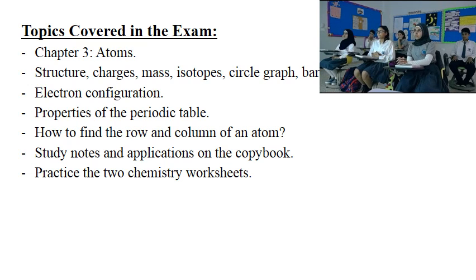We have the mass of the atom, the isotopes, how to draw a circle graph, and how to draw a bar graph. Also, we need to study the electron configuration of the atoms, properties of the periodic table, and how to find the row and column of an atom in the periodic table. We should study the notes and applications in the copybook. Also practice the 2 chemistry worksheets plus the exam review worksheet.